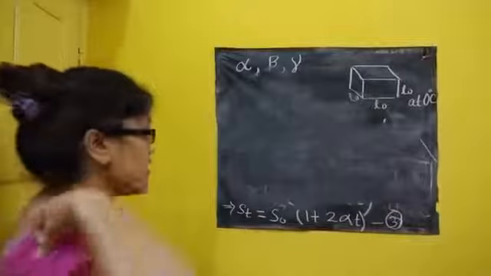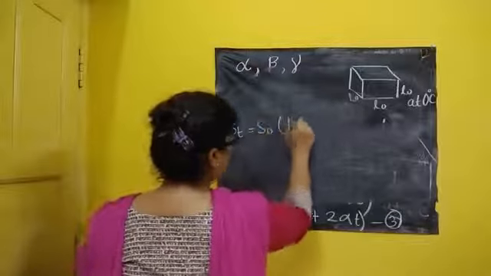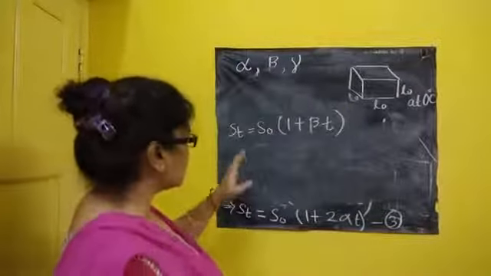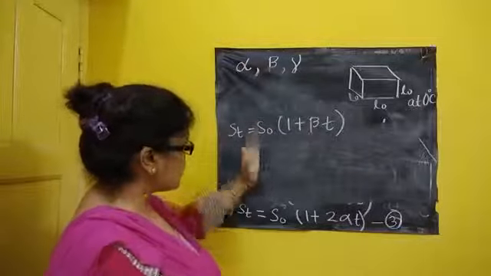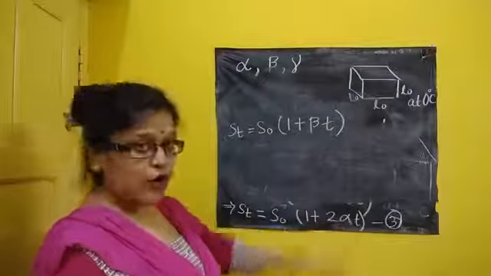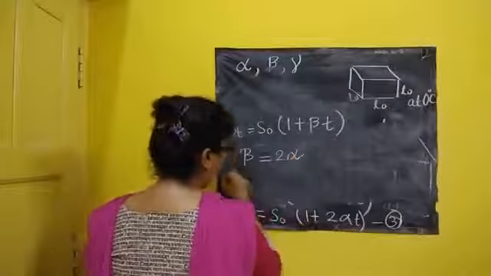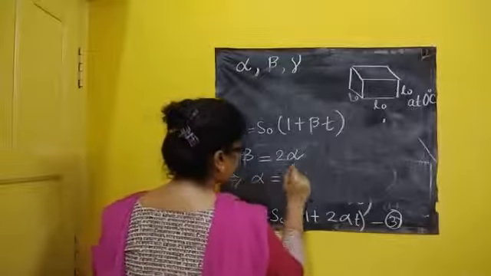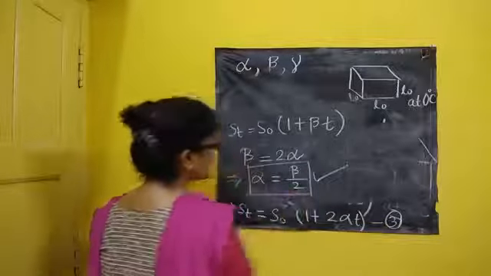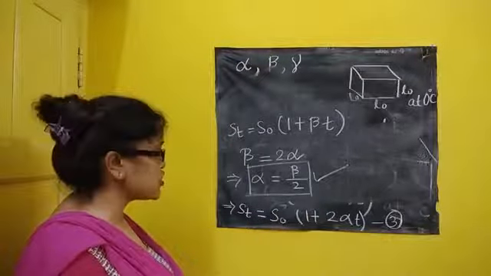We know that St equals S0 into 1 plus beta t. So if I do the comparison between these two, St, S0, 1, beta t is equal to 2 alpha t. So from there what I can write is beta equals 2 alpha, or alpha equals beta by 2. This is the first relation which equalizes the coefficient of linear expansion and the coefficient of superficial expansion.